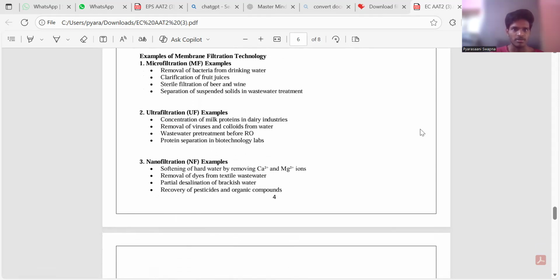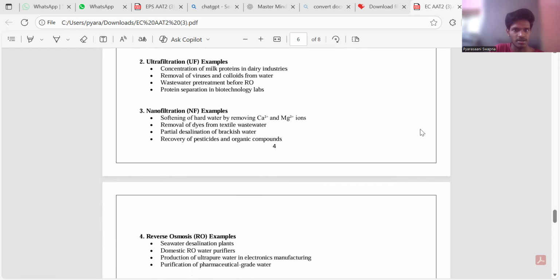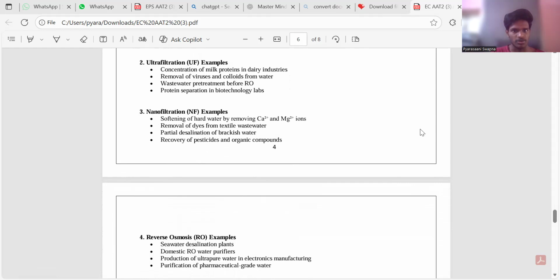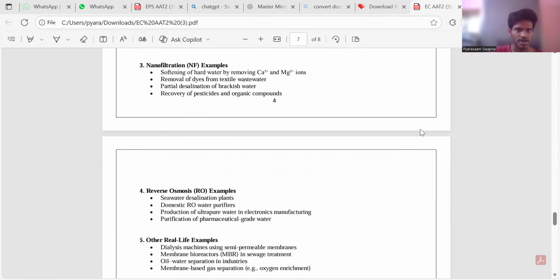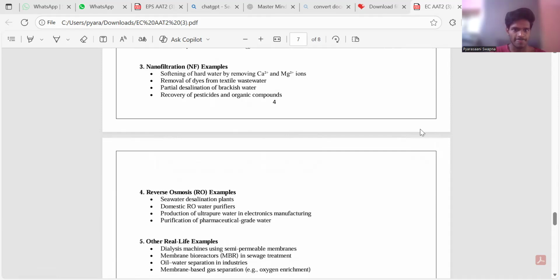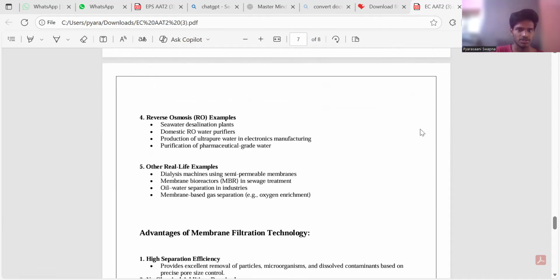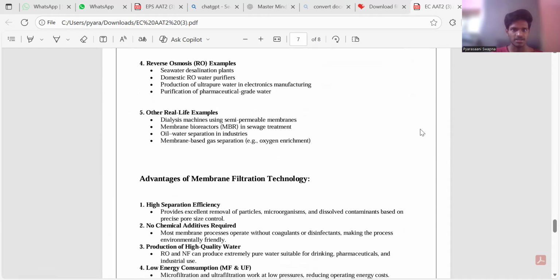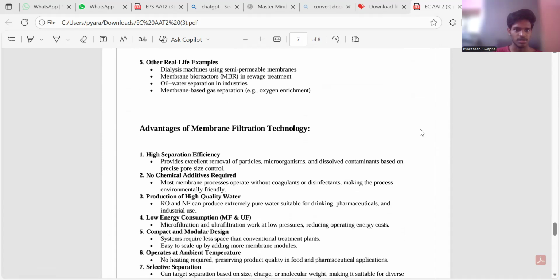Examples. Microfiltration: removal of bacteria from drinking water, clarification of fruit juice, etc. Ultrafiltration: concentration of milk proteins in dairy industries, removal of viruses and colloids from water, etc. Nanofiltration: softening of hard water by removing calcium and magnesium ions, removal of dyes from textile wastewater, etc. Reverse osmosis: seawater desalination plants, domestic RO water purification, etc. Other real-life examples are oil-water separation in industry and membrane-based gas separation.